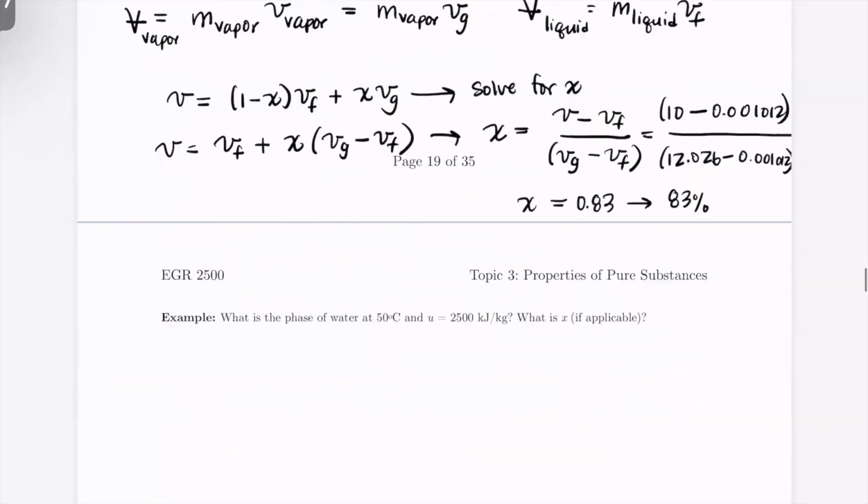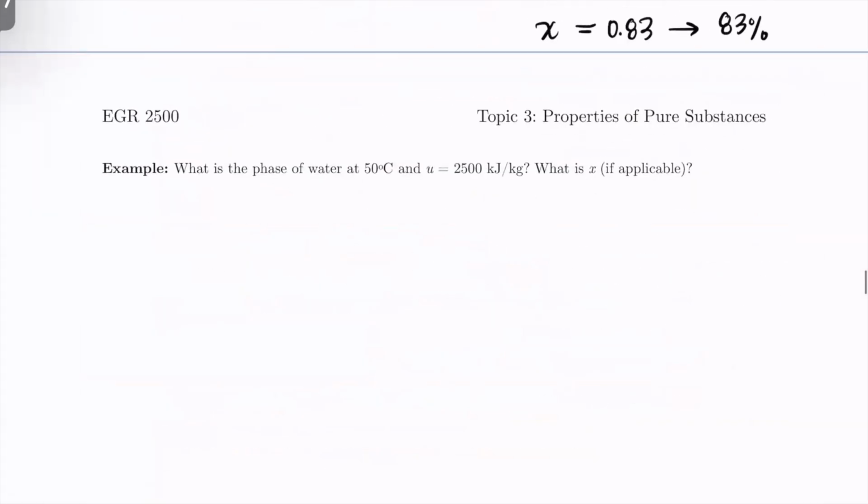All right, so let's do another example, a slightly different example. We have water again at 50 degrees C, but this time we are given its internal energy. So we have an internal energy of 2,500 kilojoules per kilogram, and we want to find the phase of that substance as well as the quality if applicable.